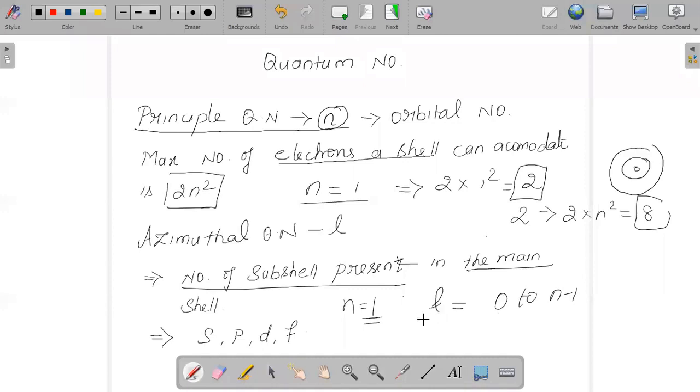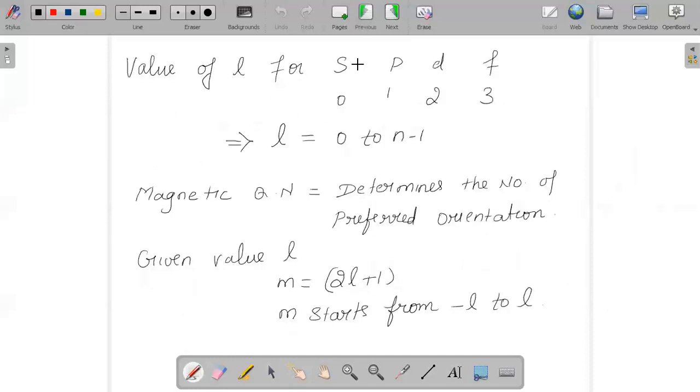Thus, if n is equal to 1, that means L will take the value 0 to 1 minus 1. So you can conclude that when your n value is equal to 1, your L value is 0. That subshell is given a name, and we say that when L is 0, it is the S orbital. In the coming chapters we will study each subshell in detail: S, P, D, F.